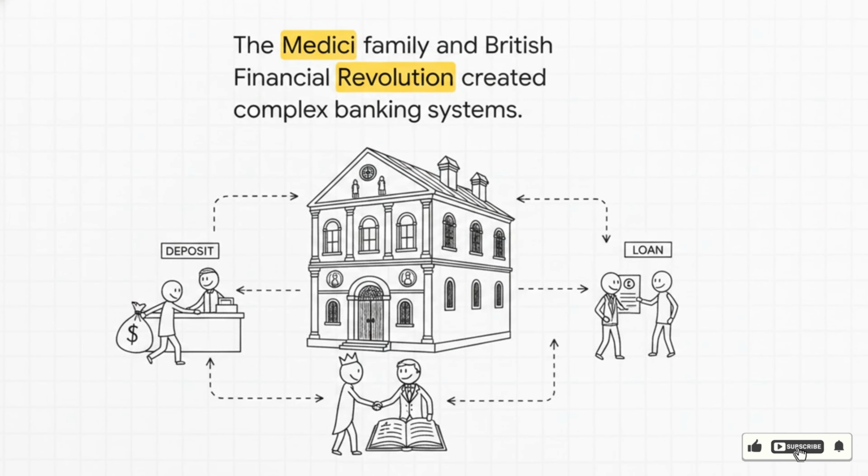But honestly, paper notes were just the start. The Medici family over in Renaissance Italy took these simple paper receipts and transformed them into highly complex banking systems. Later on, the British financial revolution in the 1690s gave birth to the Bank of England. Now, institutions could manage credit, issue loans, and even fund massive national debts. It entirely changed how nations wielded their power.